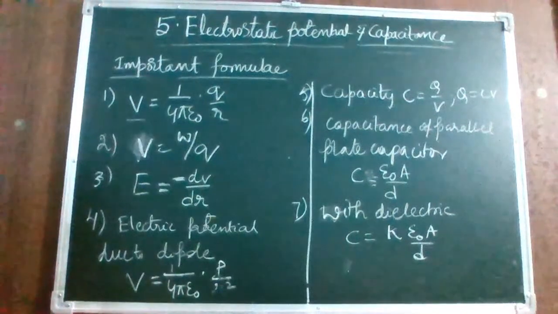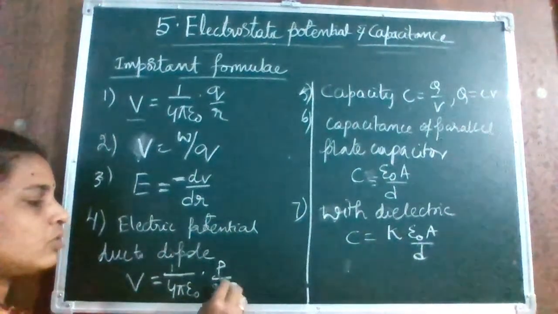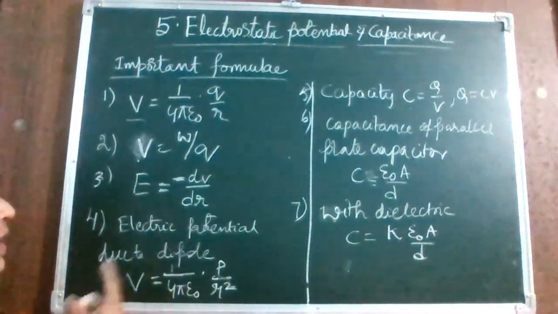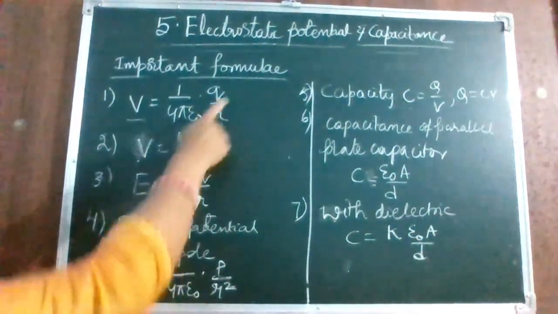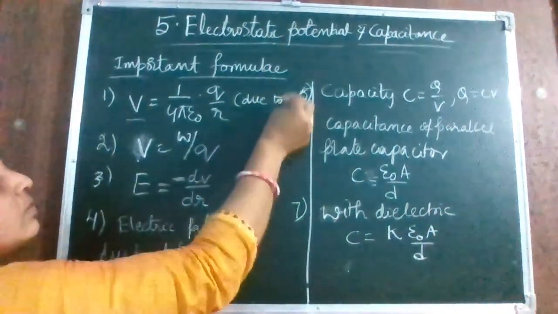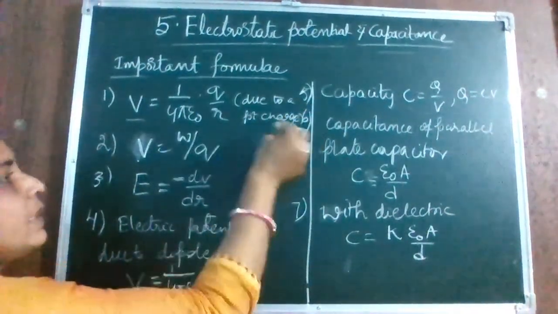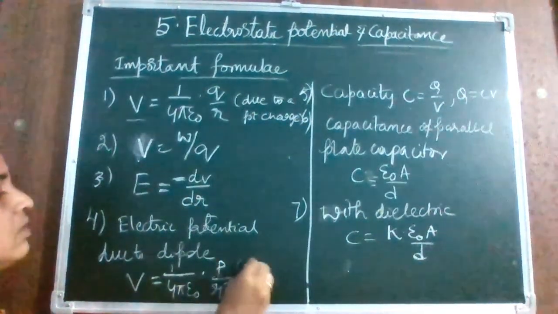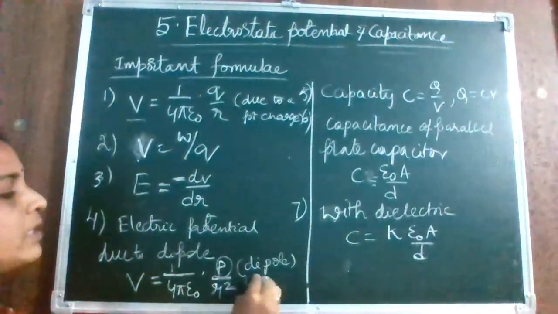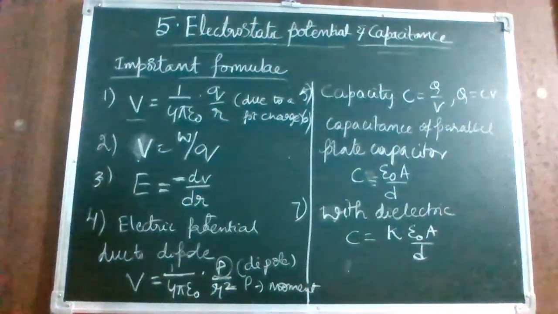And the fourth equation is the electric potential due to a dipole. Due to a dipole we have the derivation, the electric potential due to a dipole. This one is due to a point charge, this is the dipole, and here P is the dipole moment.